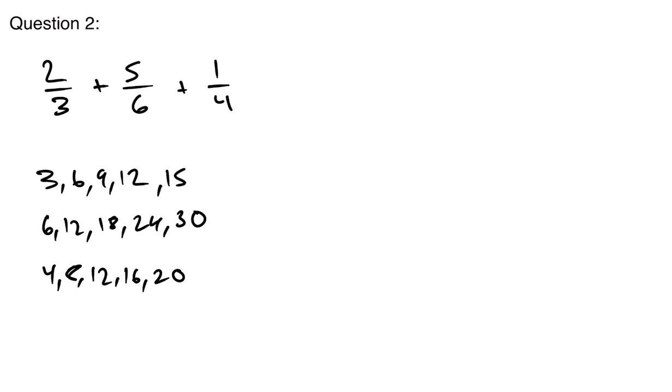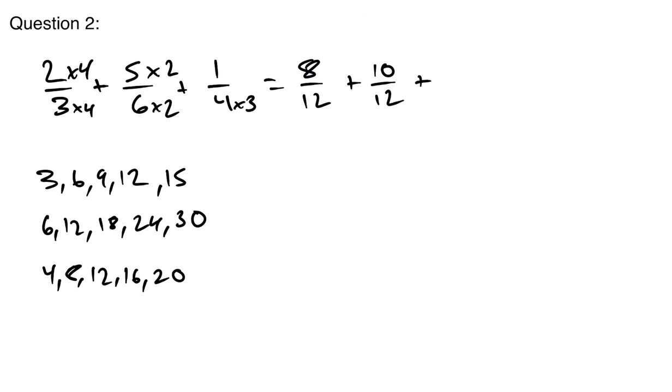So for 2 over 3, to get 3 to 12, we have to multiply by 4. And now what we do to the bottom, we have to do to the top. So we multiply the top by 4 too. And that'll give us 8 on the top over 12 on the bottom. And then for 5 over 6, to get 6 to 12, we have to multiply by 2. And then what we do to the bottom, we do to the top. And so that'll give us 10 over 12. And then for 1 over 4, we multiply the bottom by 3. 4 times 3 is 12. And we do the same thing to the top. And that'll give us 3 over 12.